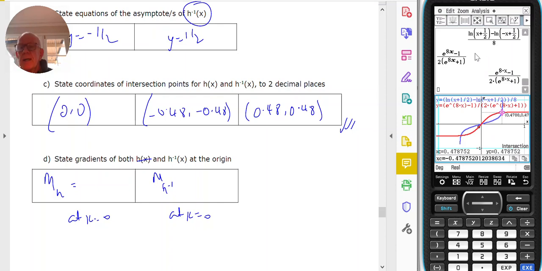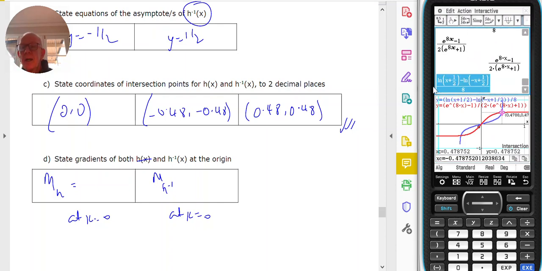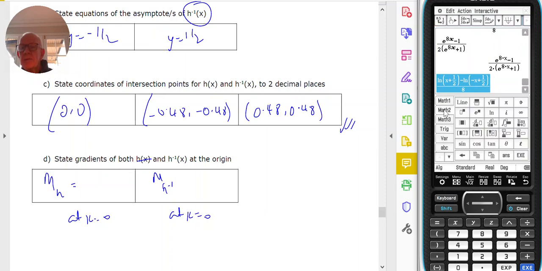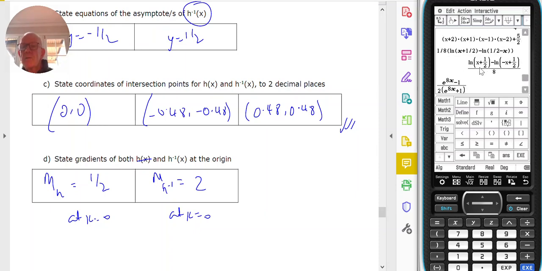So if I take this expression here and put it into a new line, and I bring up the derivative with respect to x, and outside here I say given x equals 0, it will give me the gradient is a half, and that was of the logarithm. So this one should be a gradient of 2 if it's the inverse, because the x and the y flip around. But just to confirm, what I might do is I might take all of it.